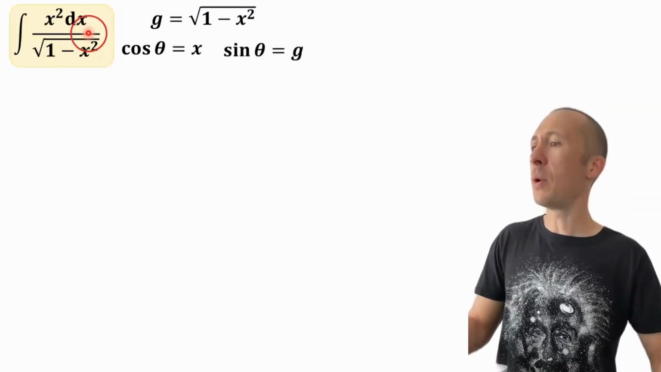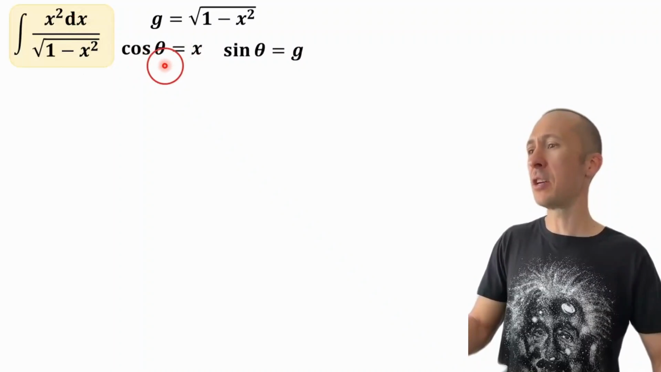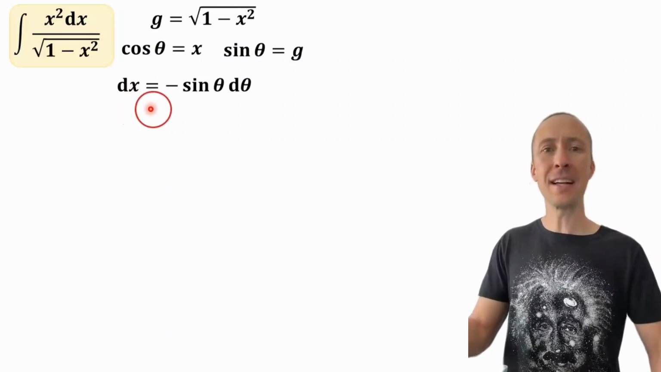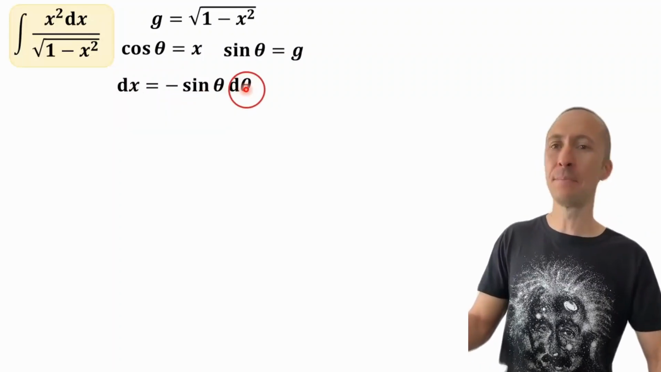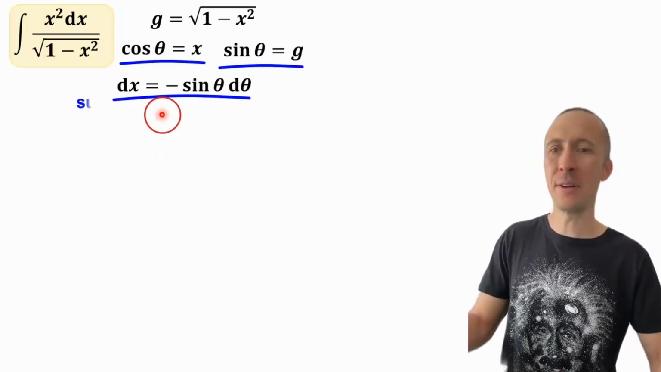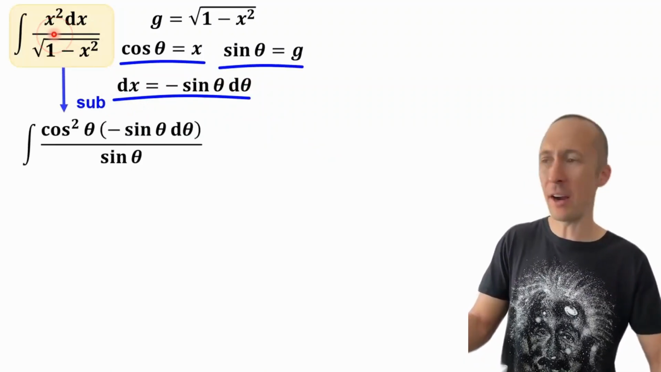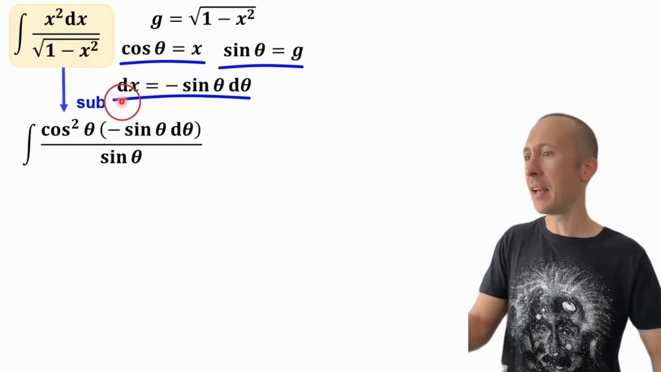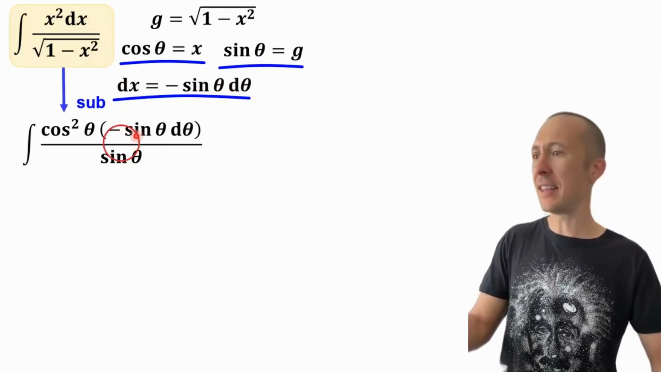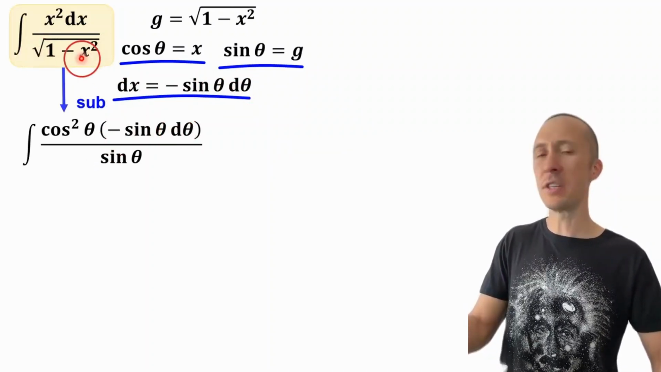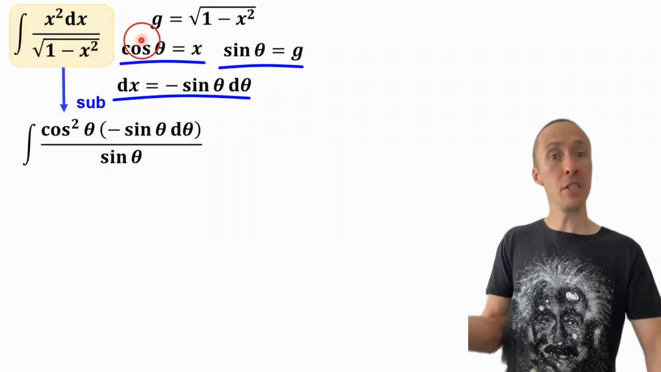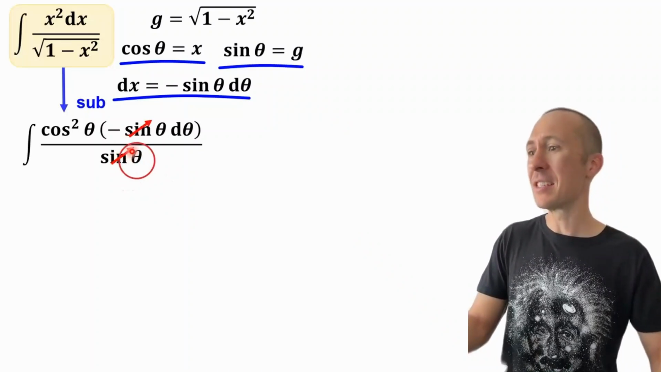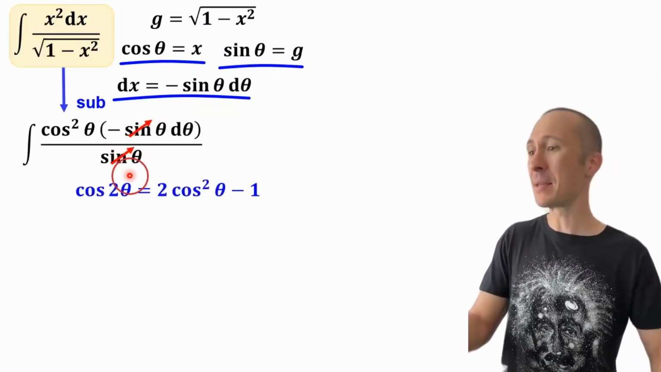So now we need to know what dx is, right? So we'll take this equation, cos theta equals x, and we'll take the derivative and rearrange. So dx equals negative sine theta d theta. And at this point, we can substitute everything in. So our x squared is cosine theta squared. See that? And d theta, or dx, is negative sine theta d theta. So that's what we have here. And then our denominator is the square root thing, which we call g. But g is sine theta. So we have that here. And check this out. Sine theta cancels. So that's awesome. That's pretty nice.